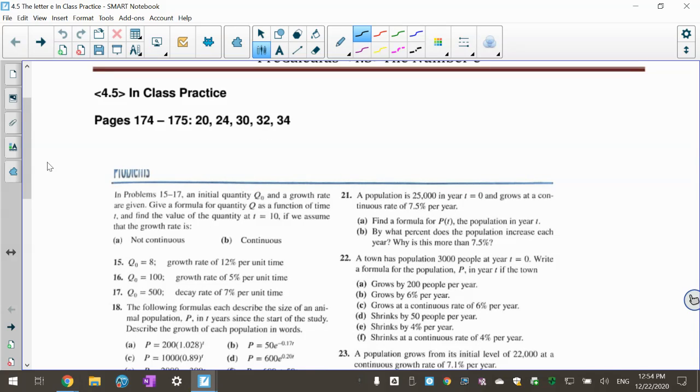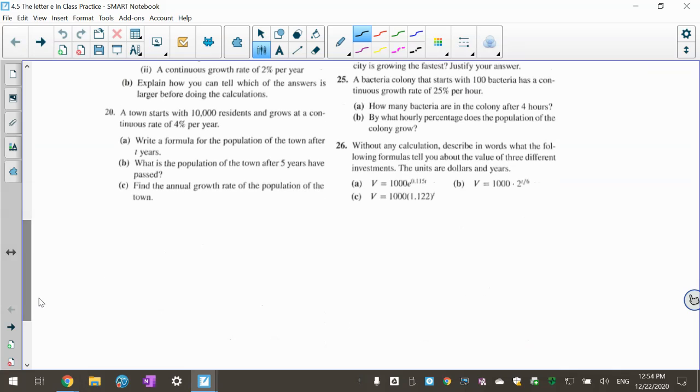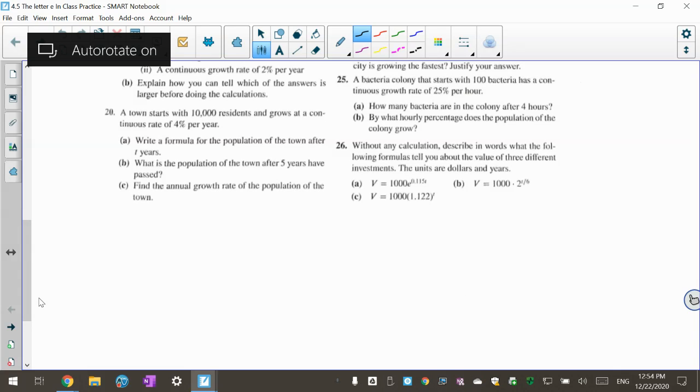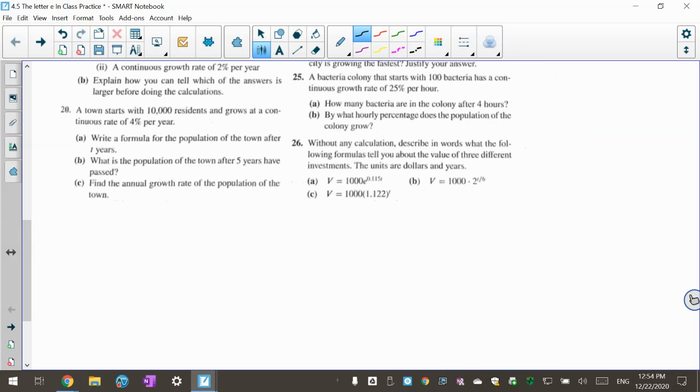I gave you odds because you have the answers in the back of the book, but I wanted to do some even ones. So the first one I'm going to do is 20. I'll just be writing it right on here, so you can do this all in your spiral notebook. A town starts with 10,000 residents, and it grows at a continuous rate.